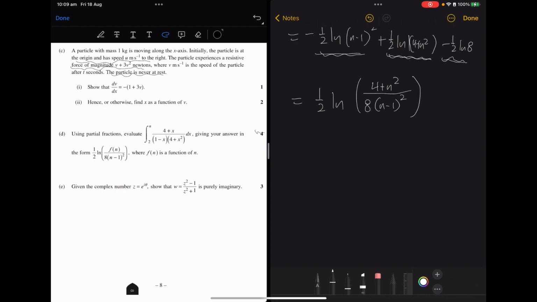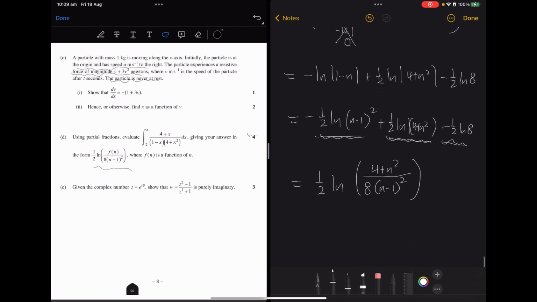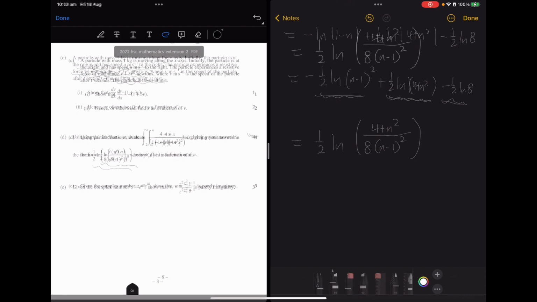And therefore, we have it in this form, where f of n is a function of n, and it turns out to be 4 plus n squared. So a bit of a long one, but hopefully it wasn't too bad for you guys. And that will be it for part D.